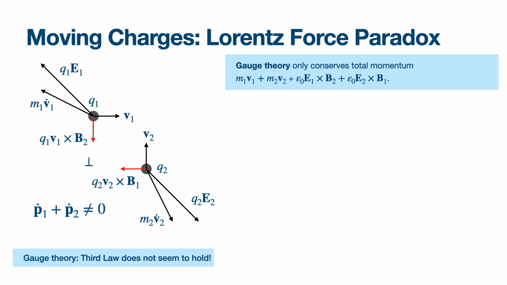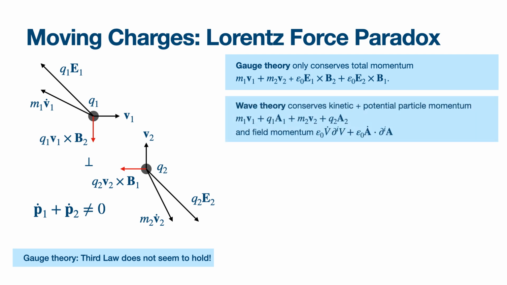Apparently, gauge theory only conserves the total momentum of particles plus field. Is there some hidden momentum in the field? The wave theory solves the paradox. It separately conserves field and particle momentum. In wave theory, particle momentum consists of kinetic and potential momentum, just like particle energy consists of kinetic and potential energy.